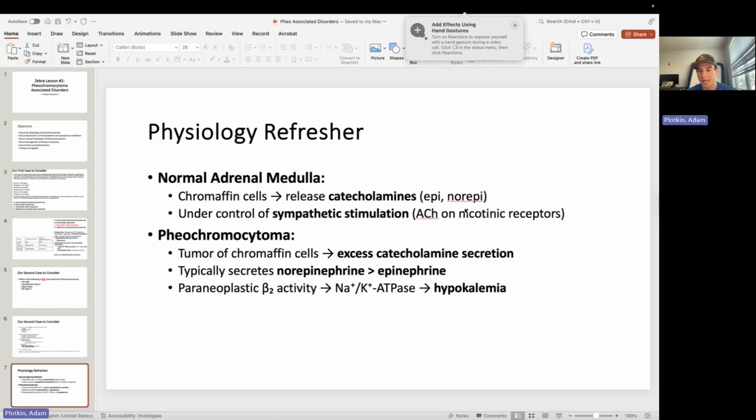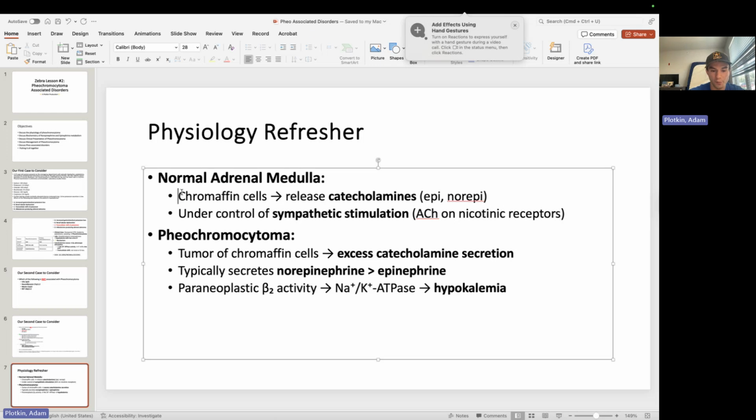So let's do a physiology refresher. Normally, when I think about my adrenal gland, we have the cortex and we have the medulla. The cortex is made up of the glomerulosa, which secretes aldosterone. The fasciculata secretes my glucocorticoids. My reticularis secretes my androgens. Inside of that cortex is my medulla. That's where we have our beautiful chromaffin cells that secrete catecholamines, epinephrine and norepinephrine. They're under control of the sympathetic nervous system, right?